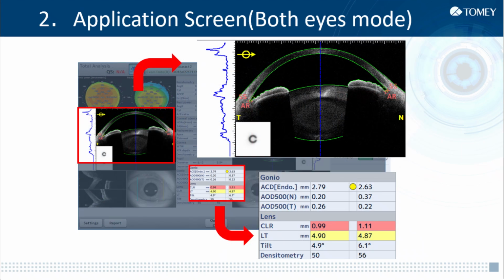Next to the topo map, there are the OCT image, densitometry, and Landolt ring image. We can check the angle recess, the shape of the lens or cornea, and some others from the OCT image. When it comes to the angle recess, we can also check the value of AOD, which is the angle open distance between the cornea and iris. And there are the parameters of the lens as well. The densitometry graph is for reference of cornea and lens opacity.